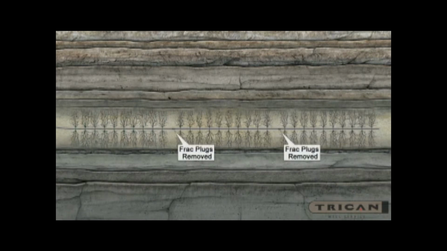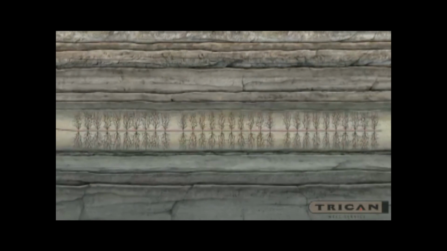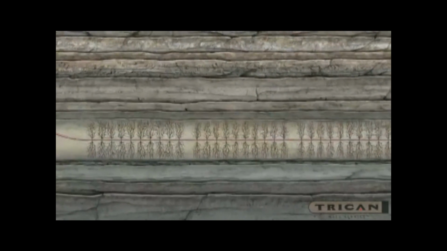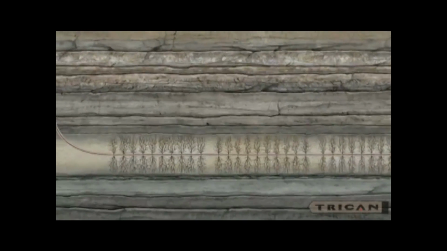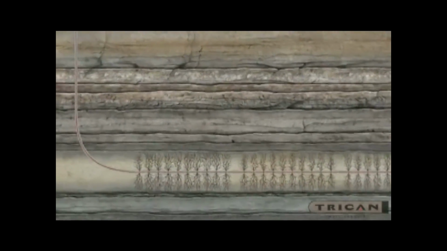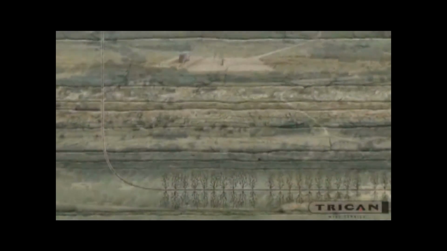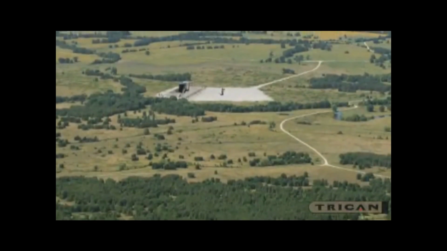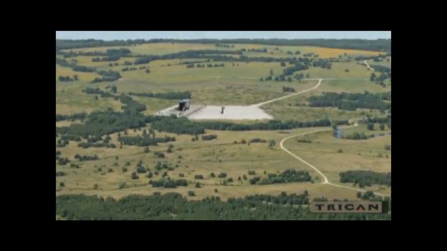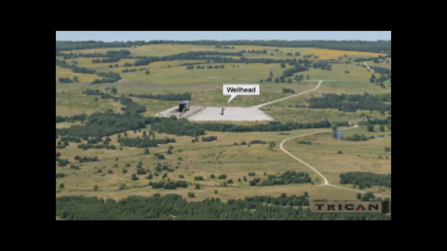Once fracking is completed, the plugs are drilled out, allowing the gas to flow up the wellbore. The next step is to install a permanent wellhead, also known as a Christmas tree, and other necessary surface equipment.